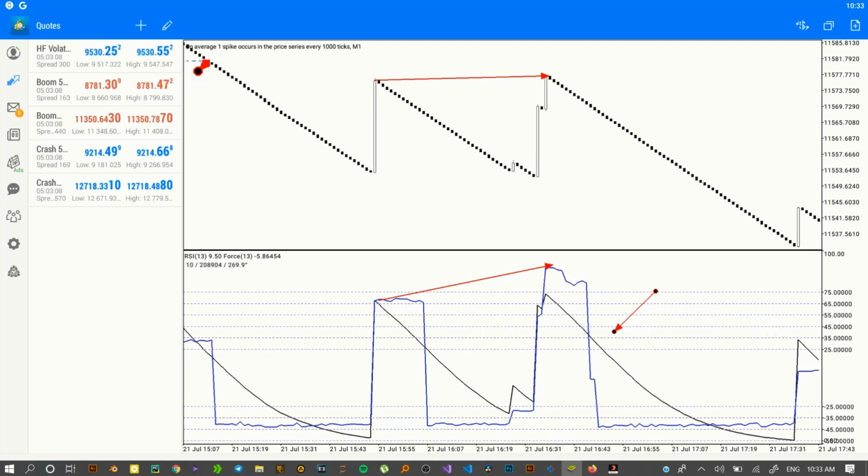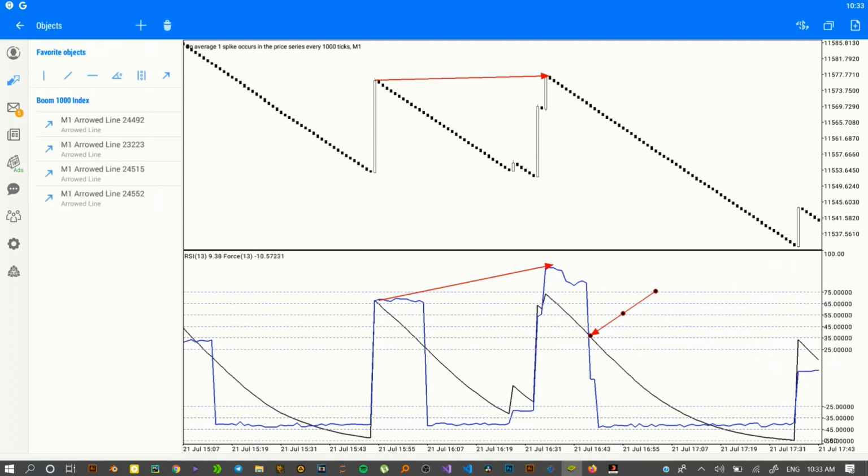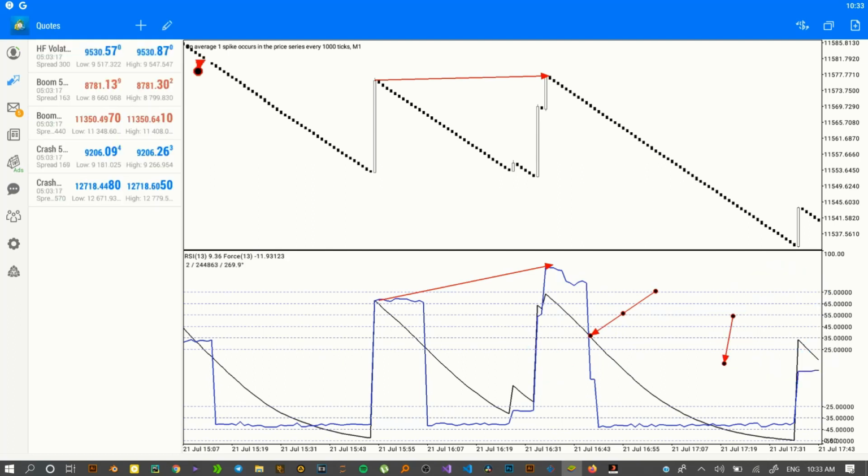So we enter our trade when the force returns back here, and we take our profit when RSI and the force indicator cross around here. But most of the time I close my trade and take my profit around here to be sure, because sometimes a spike happens immediately when RSI reaches this lower level.